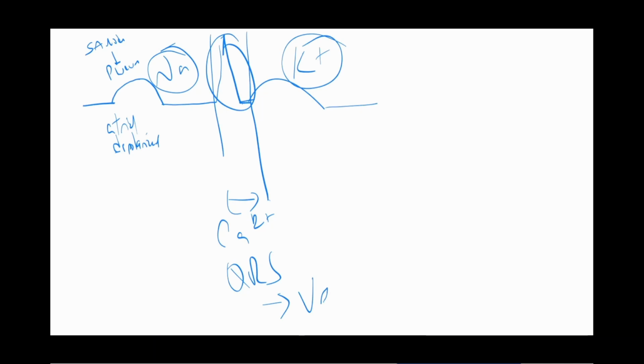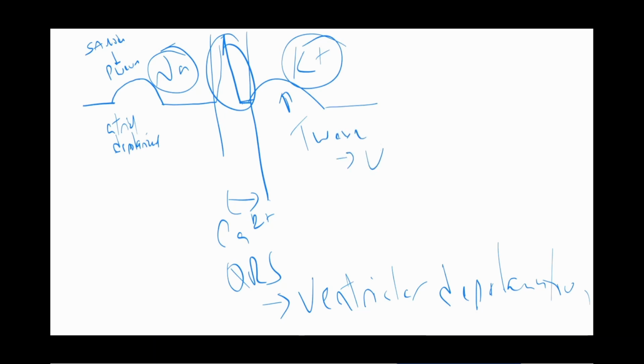This means ventricular depolarization. That is what's going on. The ventricles are depolarizing at that QRS complex. The last little bump is called the T wave, and that represents ventricular repolarization. And every beat, it just repeats itself.